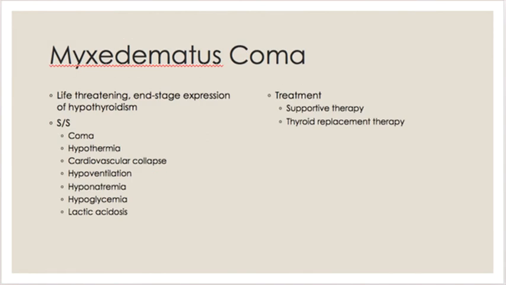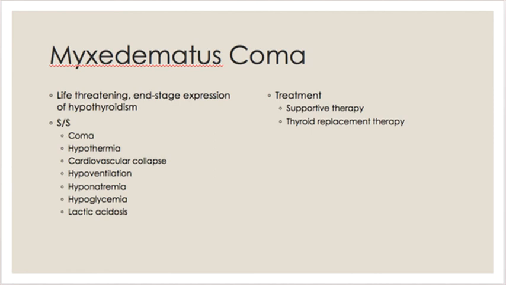A very serious result of severe hypothyroidism that can happen is called a myxedematous coma. It's life-threatening, and it's an end-stage expression of hypothyroidism. It occurs more commonly in the elderly. The patho of it involves 3 major aspects. First, carbon dioxide retention and hypoxemia. The second is fluid and electrolyte imbalance, and the third is hypothermia.